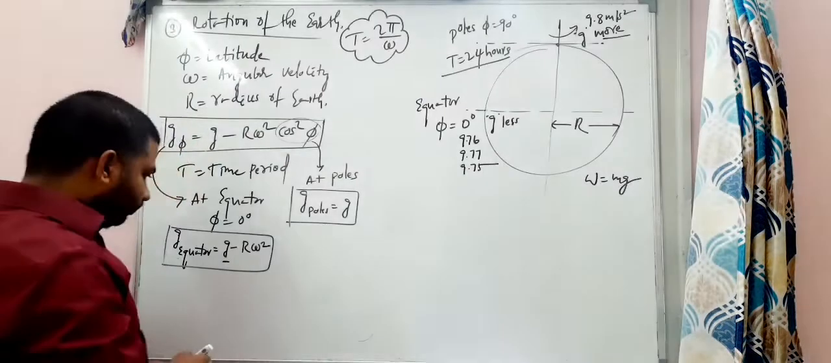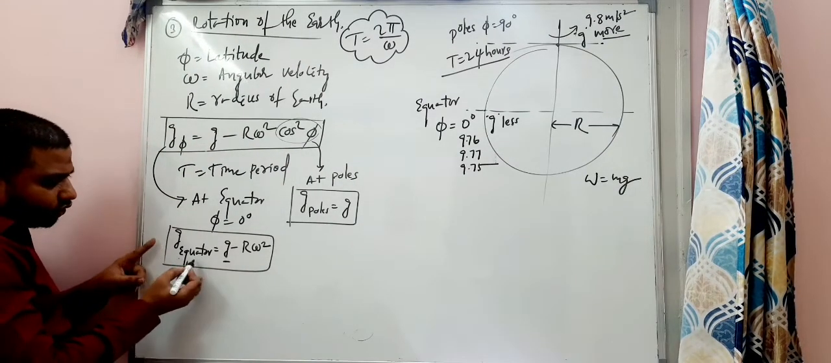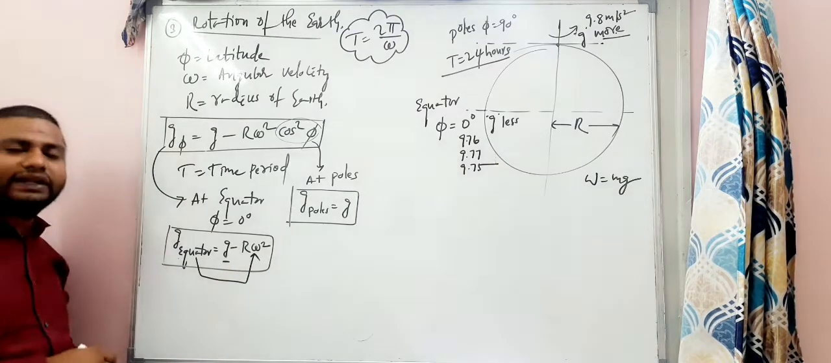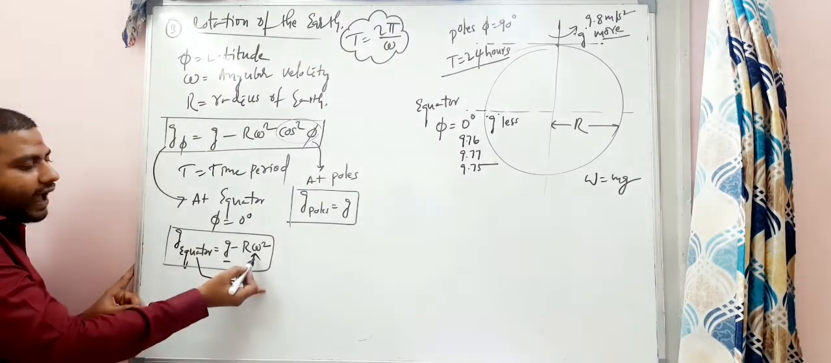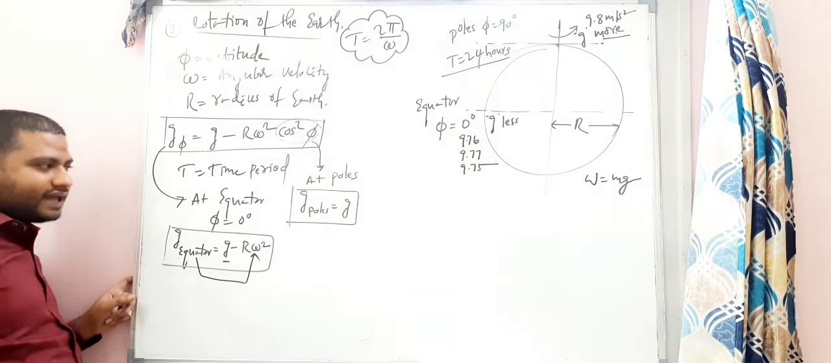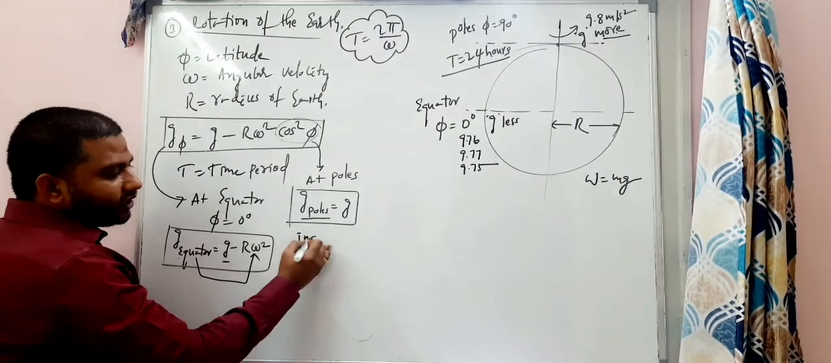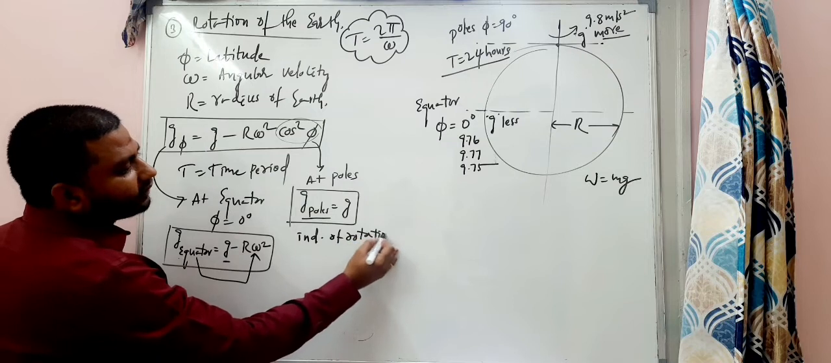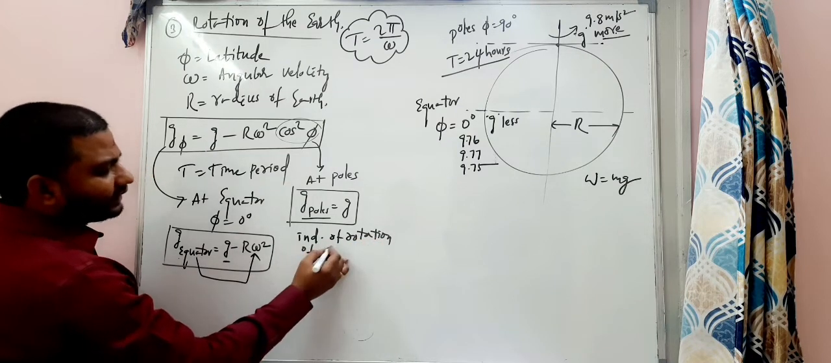Alright. Now, remember one important point I'll tell you here. Acceleration due to gravity at the equator depends on the angular velocity of the planet. Whereas acceleration due to gravity at the poles is independent of the rotation of the earth, my dear students. Independent of rotation of the earth.